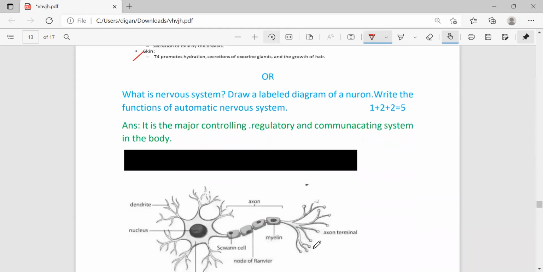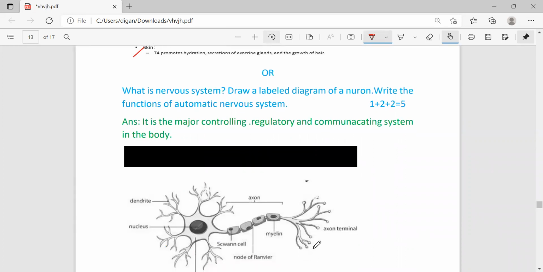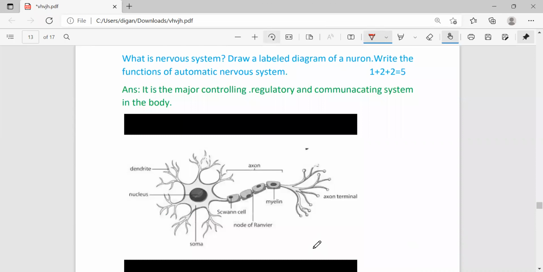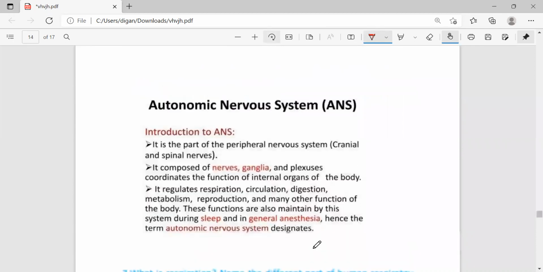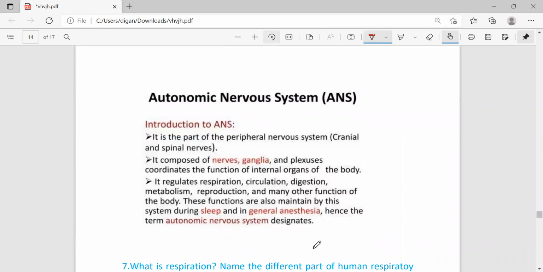Next, what is the nervous system? Draw a labelled diagram of a neuron and write the function of the autonomic nervous system. So it is the major controlling, regulatory and communicating system in the body. And this is the structure of a neuron where axon and dendrite are there. Then the autonomic nervous system, short form is ANS. So these are the functions of the autonomic nervous system.